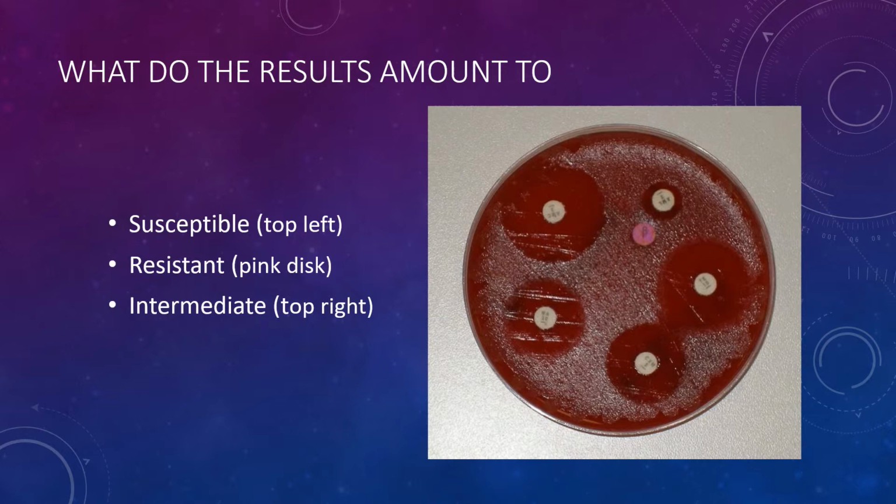But then you have ones that are intermediate. The top right is pretty much a good example of that. And the idea is the intermediate ones are kind of your second choice. Let's say the antibiotic that it's susceptible to is what your patient's allergic to. So you might have to choose an intermediate one as a second choice.